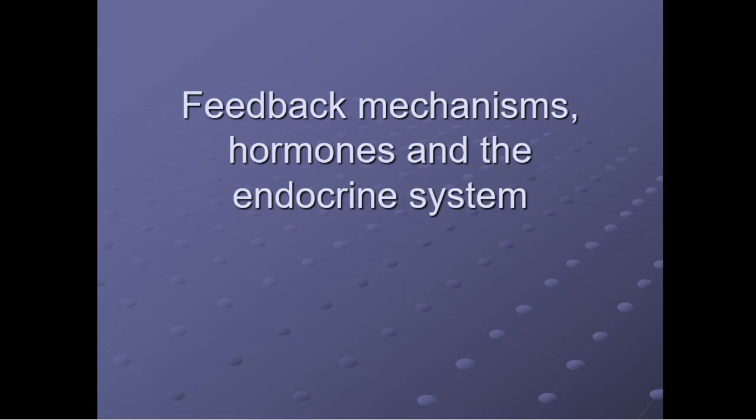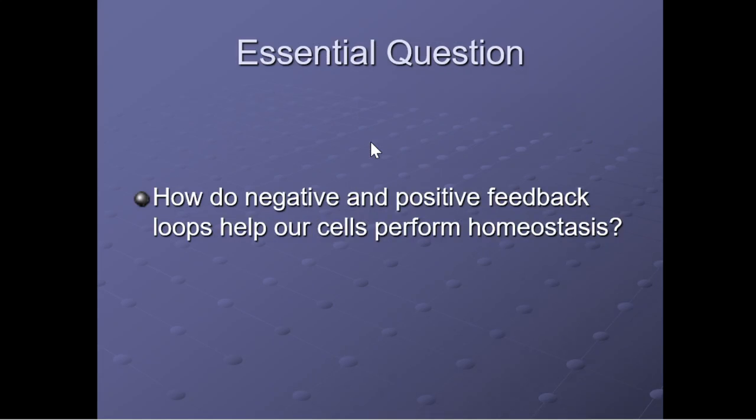So we have feedback mechanisms in the endocrine system. Our essential question today is, how do negative and positive feedback loops help our cells perform homeostasis? Make sure that you are writing down your central question. Our central question today is, how do negative and positive feedback loops help our cells perform what we call homeostasis?